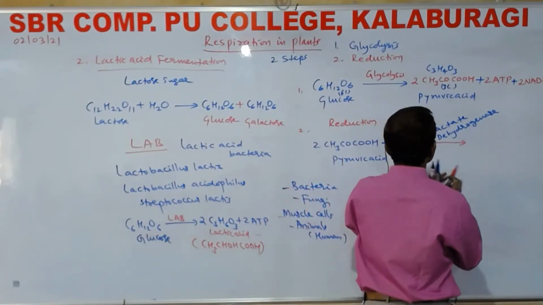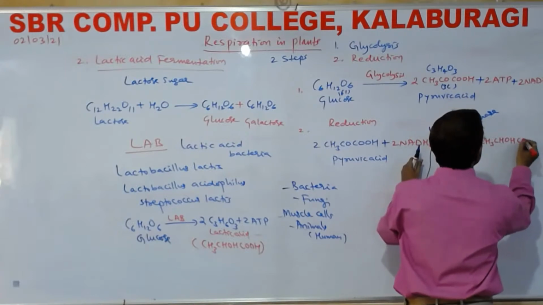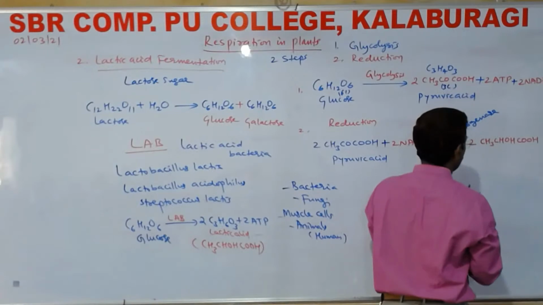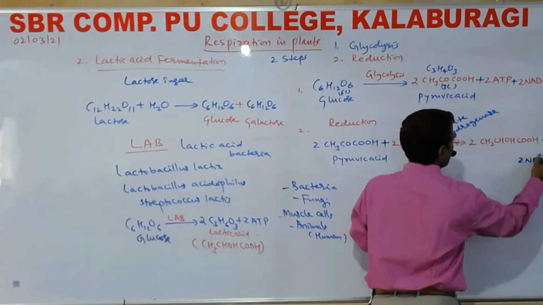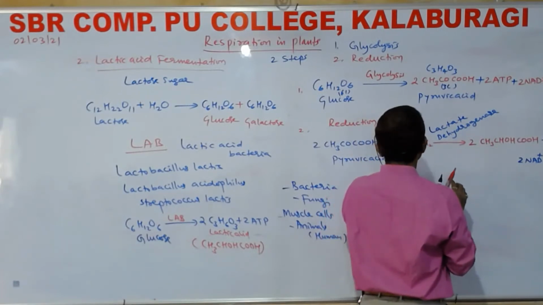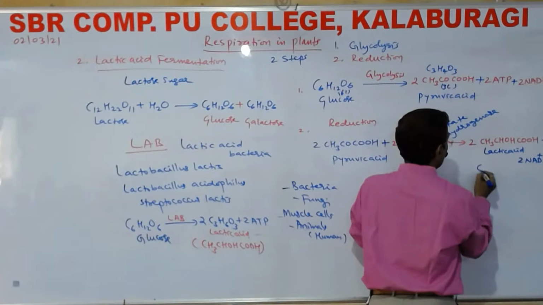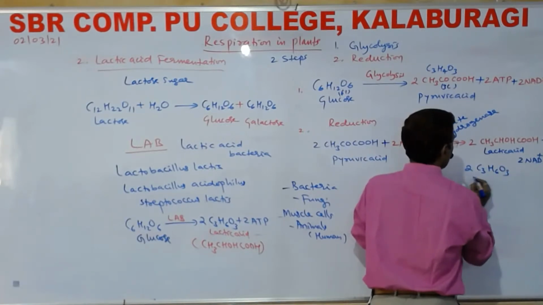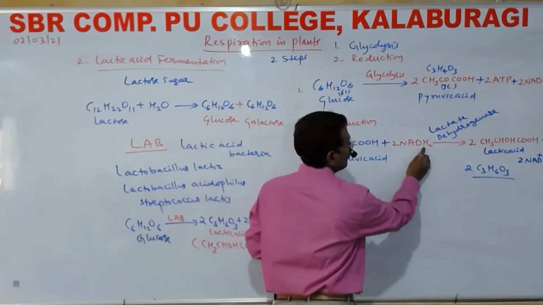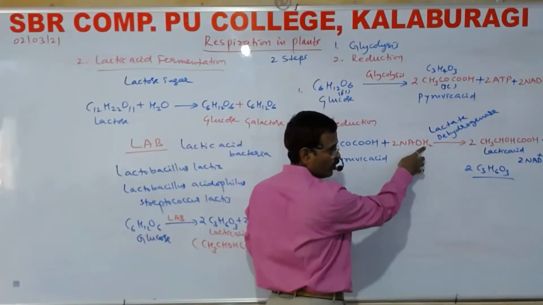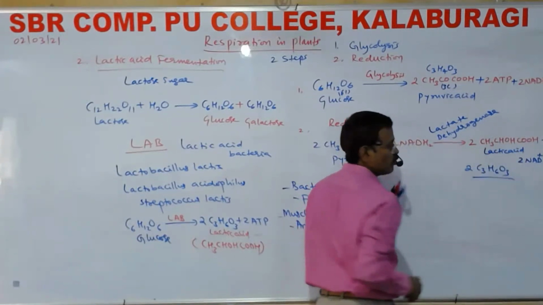So we are going to get two molecules of CH3CHOHCOOH, plus 2 NAD plus. This is lactic acid, or the other formula, C3H6O3. Two molecules of lactic acid are produced here. The oxidation releases two hydrogens, and these hydrogens are added to it. It will get CH3CHOHCOOH, so this will become lactic acid.